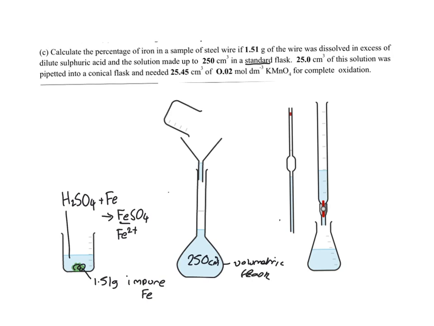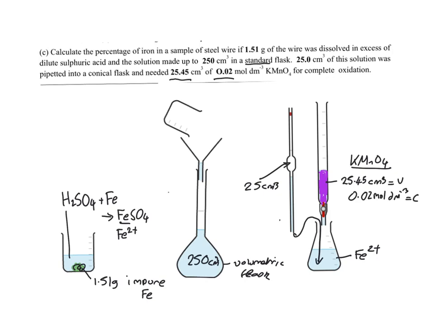In order to be able to repeat titrations, we can now take 25 centimetre cube samples in a pipette, and the 25 centimetre cube sample of the iron 2 plus is now placed in our flask. Now that is pipetted into the flask and it needs 24.5 centimetres cubed, 0.02 mole per dm cubed of potassium manganate for complete oxidation. So coming out of our burette is potassium manganate solution.